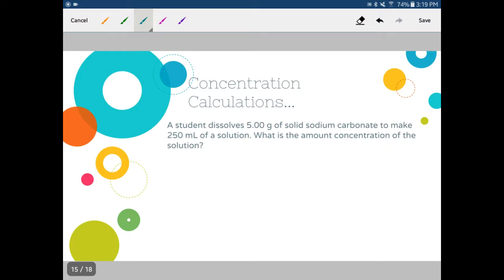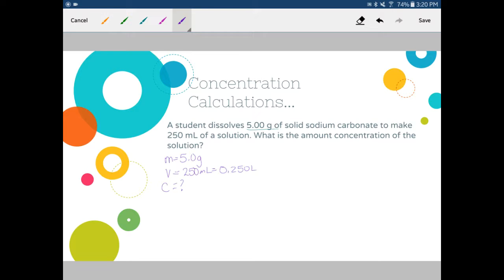Another example here: a student dissolves 5 grams of solid sodium carbonate to make a 250 milliliter solution. What is the amount concentration? So let's write these variables down. I'm given mass, which equals 5.0 grams, and it's sodium carbonate. I'm also given my volume, which I'm going to convert to liters because I'm going to use liters as my units, and I'm looking for my amount concentration.